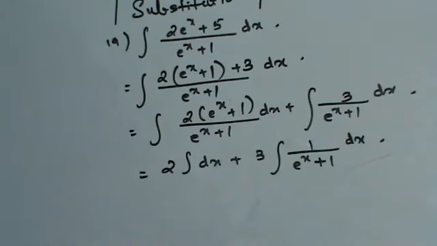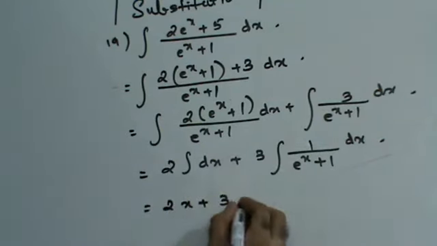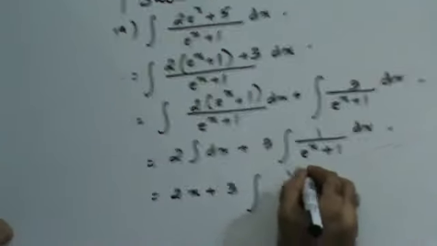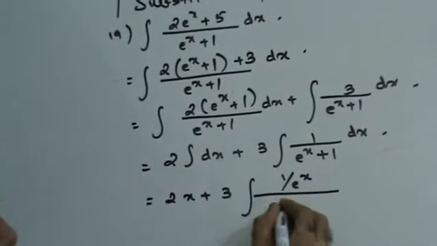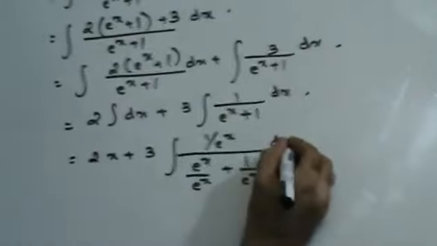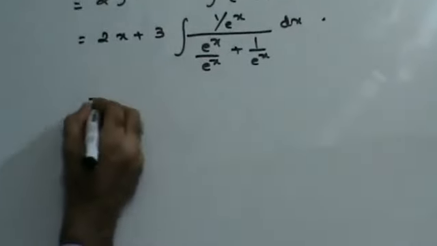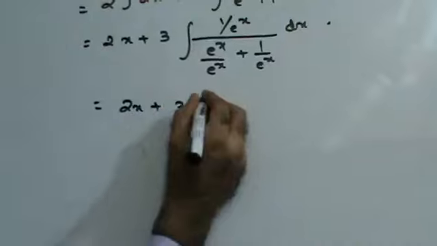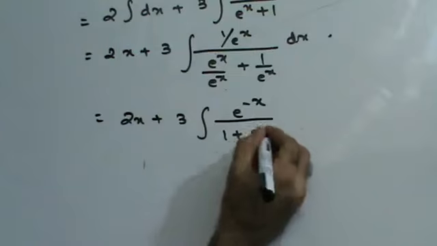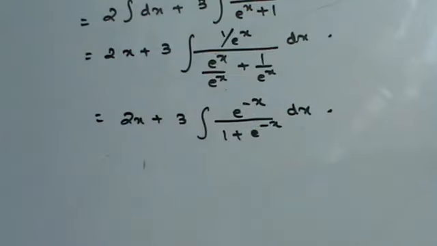Now, 2 integral of dx is 2x, plus 3. Observe carefully, I'm going to divide the numerator and denominator by e^x. So I'm dividing the numerator by e^x and the denominator by e^x. So this can be written as 2x + 3 integral of e^(-x)/(1 + e^(-x)) dx.